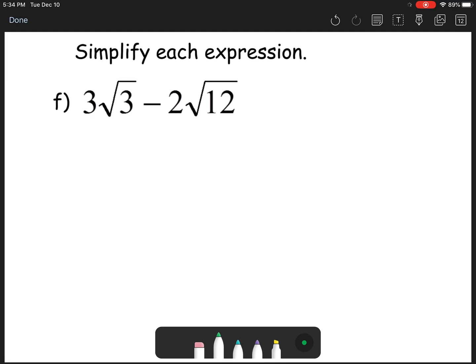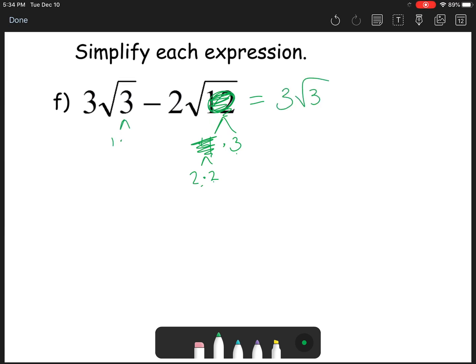So letter F, again, a good idea to pause and see how far you get. So we have 3 times the square root of 3 minus 2 times the square root of 12. Well, 12 we could write as 4 times 3. And 4 we could write as 2 times 2. Again, remember, once we factor it, we're done with those numbers. Because 2 times 2 times 3 equals 12. That's what we're doing when we're factoring. We're just writing that original number another way.